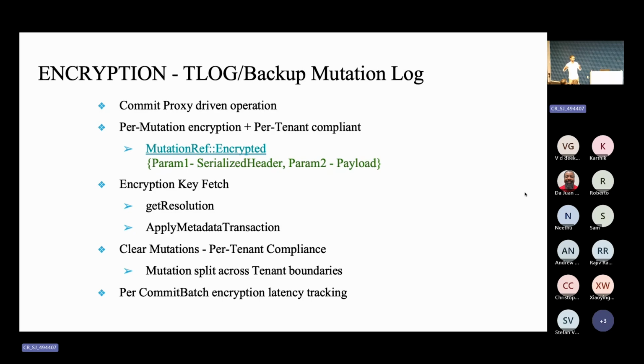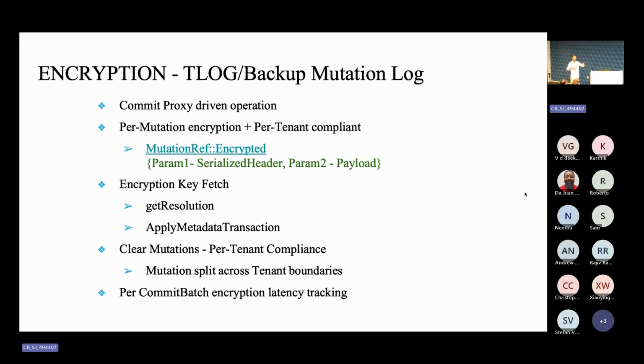What it means is that the mutation ref has a param1 and param2. It's a key and value. The param1 is the serialized header, and the param2 is the actual encrypted payload. That is what an encrypted mutation looks like in the system. This mutation directly gets written into the T-logs. So what the T-log is storing is encrypted data, and where it is getting encrypted is in the commit proxy.